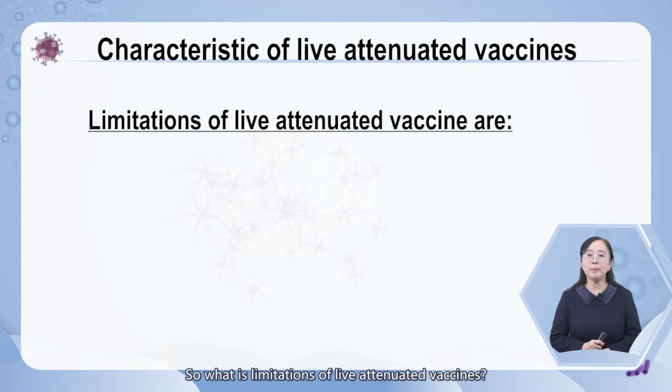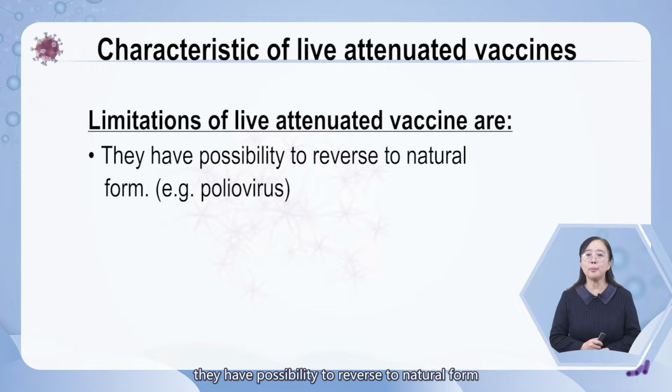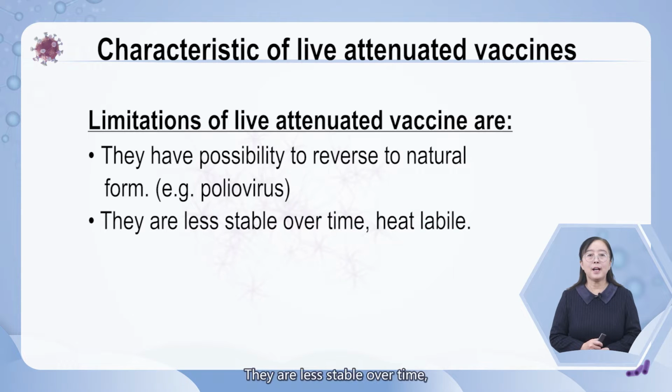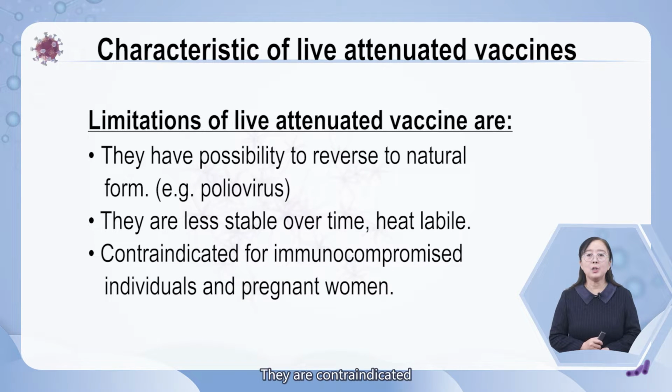So, what are the limitations of live attenuated vaccines? The limitations are that they have the possibility to revert to the natural form, for example, poliovirus. They are less stable over time and heat labile. They are contraindicated for immunocompromised individuals and pregnant women.